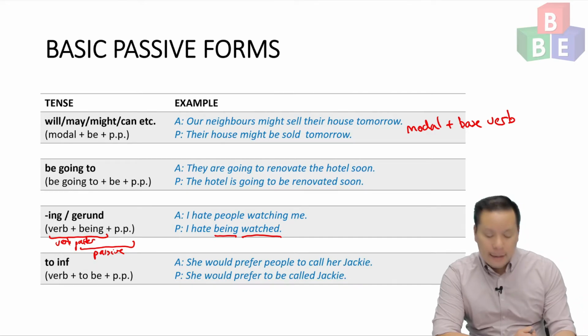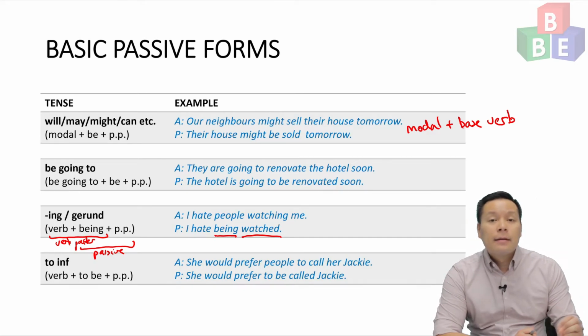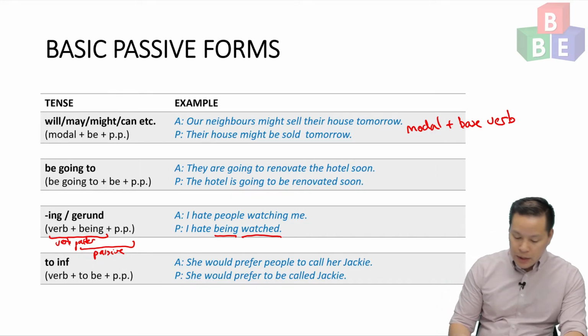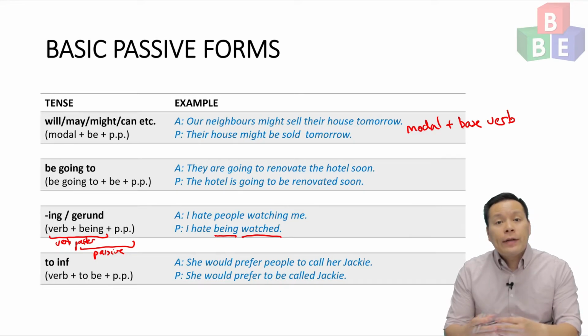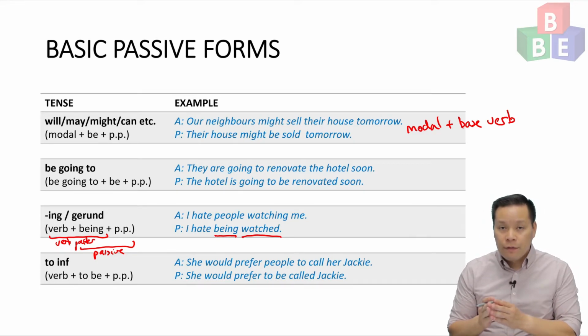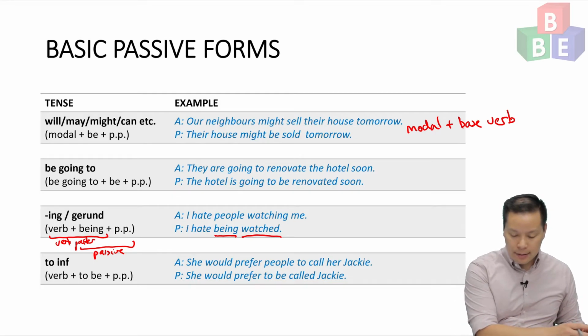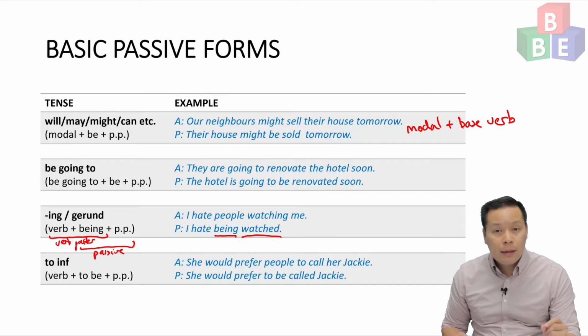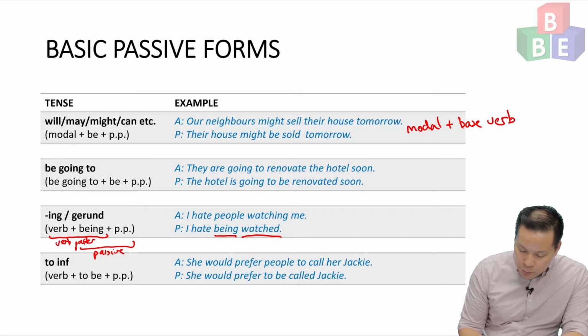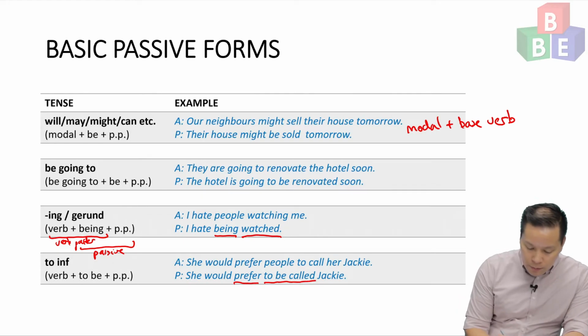Lastly, the other verb pattern is the verb plus to infinitive. So for example, she would prefer people to call her Jackie. We know that the verb pattern of prefer is prefer someone to do something. Okay? So when we make the passive, we say she would prefer to be called Jackie. So here we have prefer plus infinitive and passive Jackie. So this part here is our verb pattern, verb plus infinitive, and then the second part there is our passive.